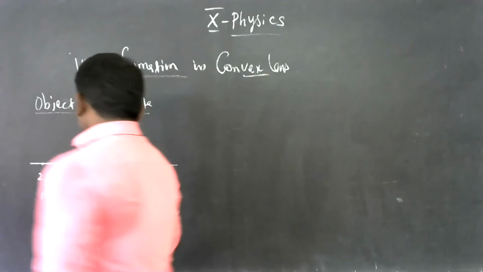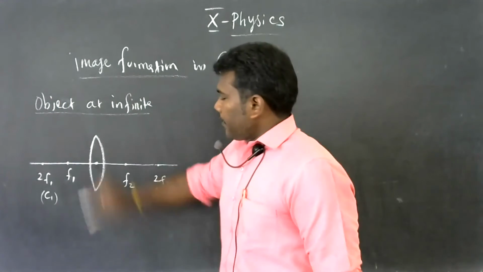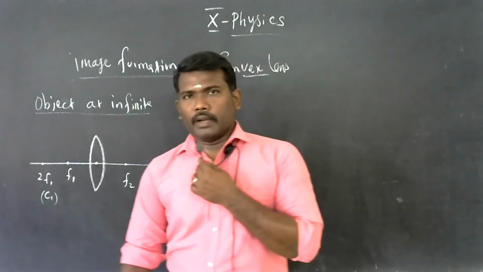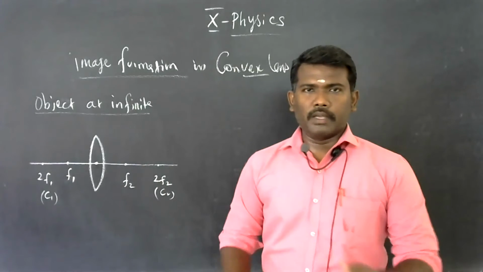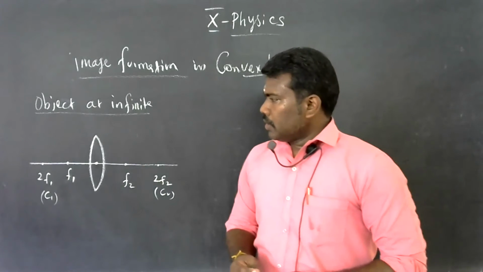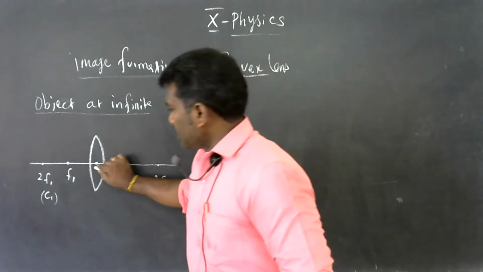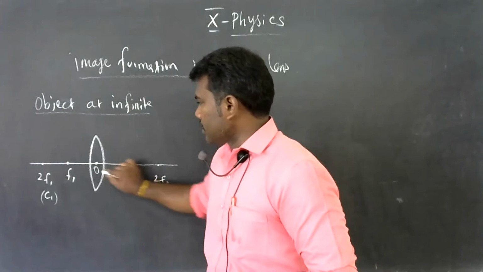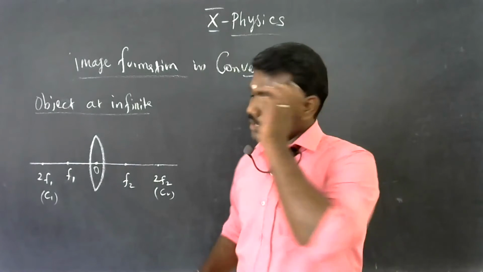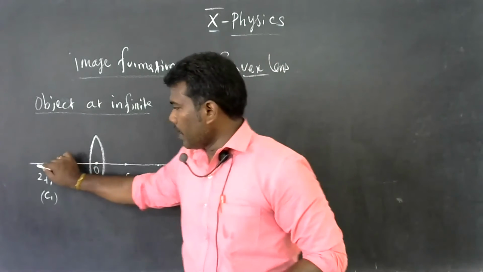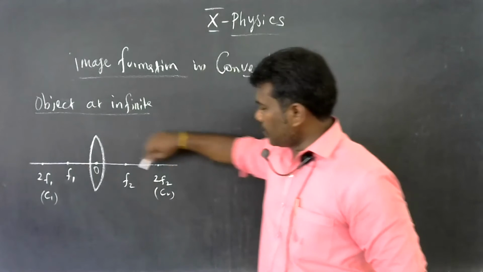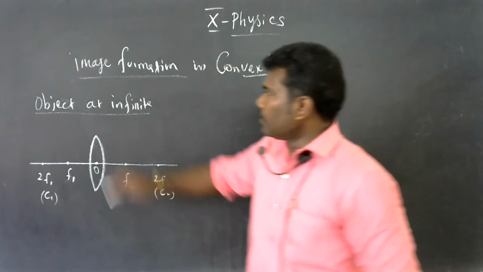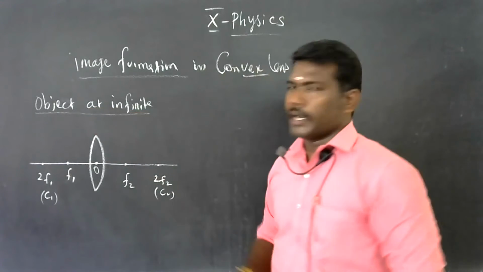Okay, we are taking two surfaces having the same refractive index, and the radius of curvature is also the same. So we can say that the distance between O and F1 must equal the distance between O and F2. Now we are locating the object at infinite distance.